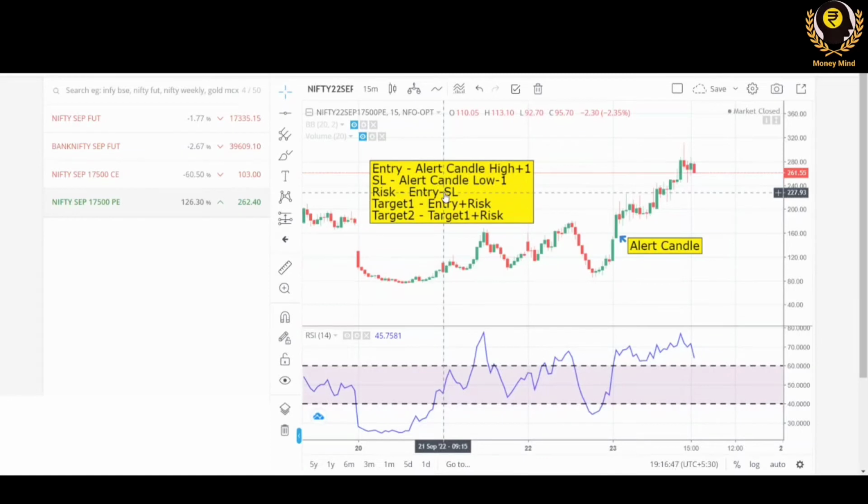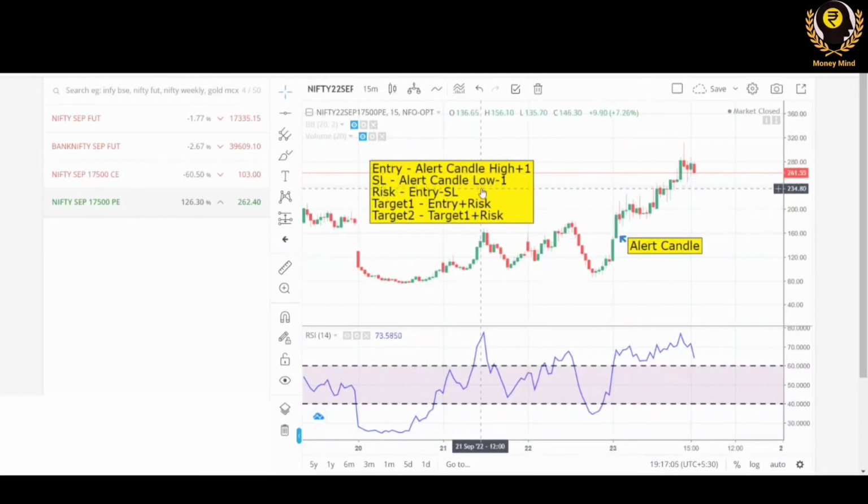Our entry will be alert candle high plus 1. So in this case, the high of this candle is 195.05. My entry will be plus 1 of this, so 196 will be my entry.